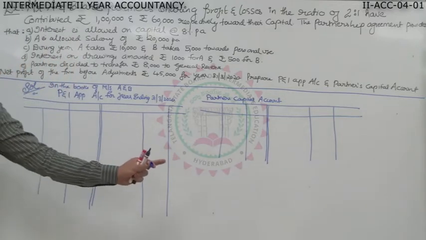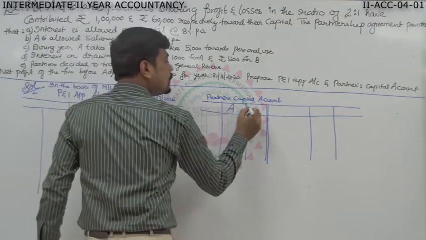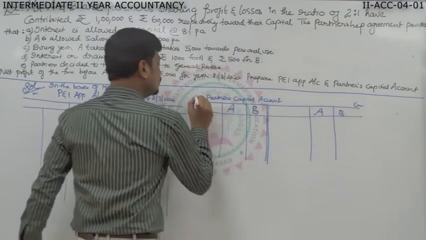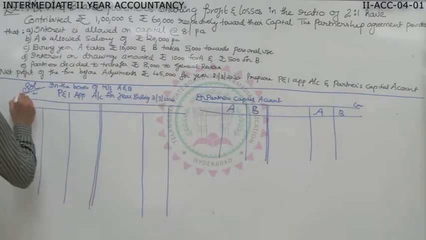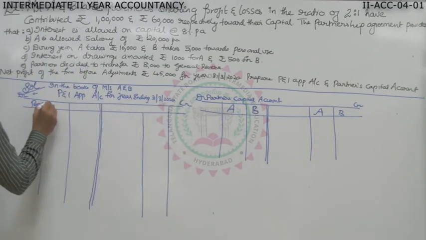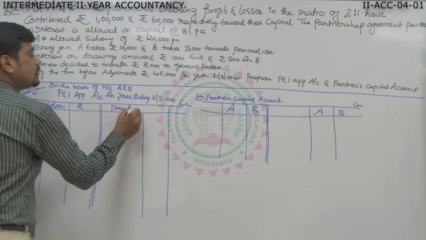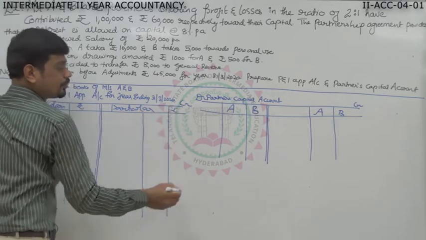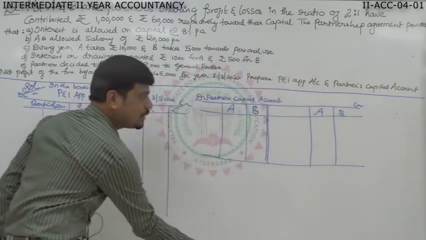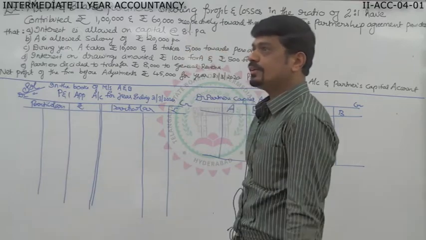If there are two partners, we maintain two columns. If there are three partners, three columns, like that. So here: partner A, partner B, partner A, partner B, debit, credit. As it is, particulars, amount, particulars, amount, we wrote. Now 4 to 5 lines will be enough for partners' capital. Below this we are going to do all the working notes. Now, how are the postings to be started?